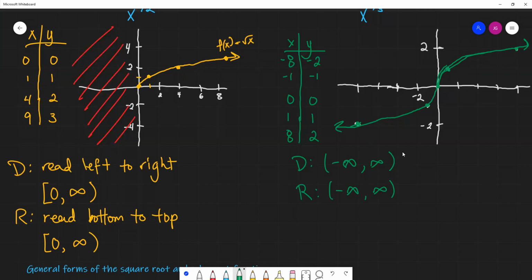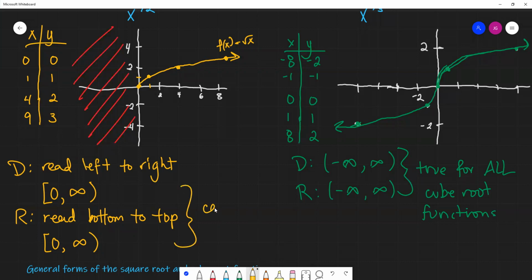And then something nice about this is that this is true for all cube root functions. And by that, I mean transformations of the cube root. You'll see what that means in a little bit. As for the square root, these can change. It'll have a similar look and feel, similar structure, but it's not always going to be 0 to infinity.